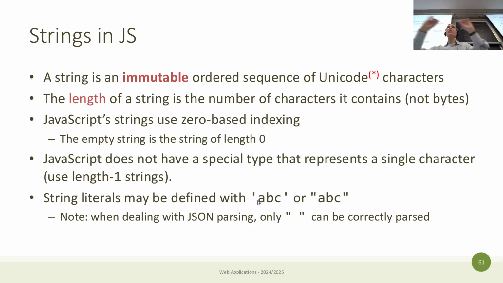So when we define a string, we can use the double quotation or the single quotation mark. Okay, single or double quotation. Just be careful because at a certain point we will talk about JSON in this course, and JSON works only with the double quotation. So it's up to you. But in the code you can write whatever you like, single or double.